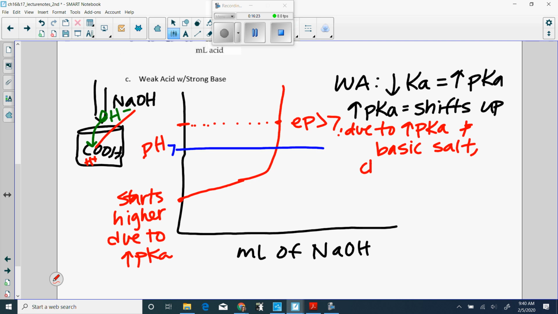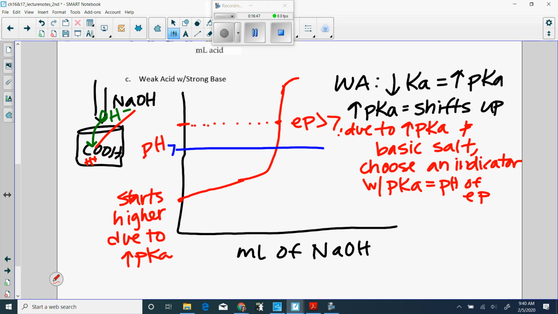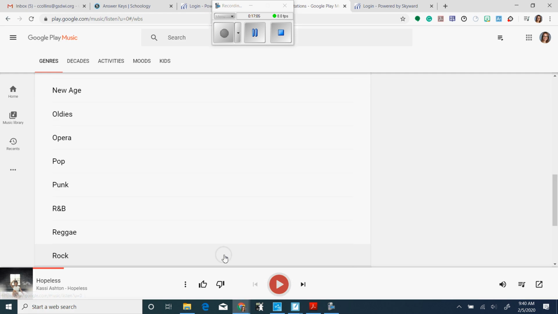Choose an indicator with pKa equal to the pH of the equivalence point. So if the equivalence point is at 8, I've got to pick a different indicator. I can't use phenolphthalein anymore. I'm going to pick one with a pKa of 8. And then just pure hydroxides, no more hydrogens. Okay, tell the story of shifting slopier lines, equivalence point greater than 7. Ready, go.